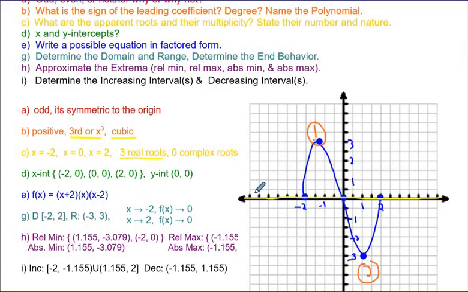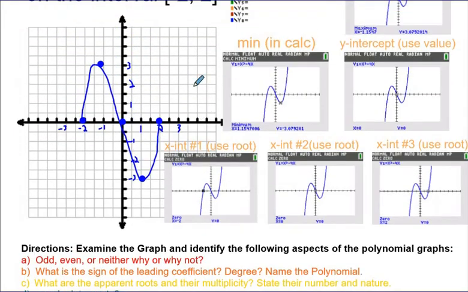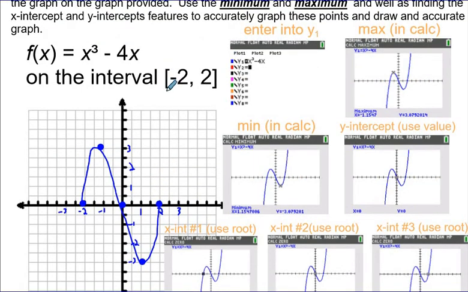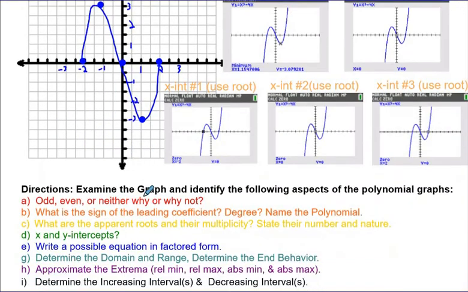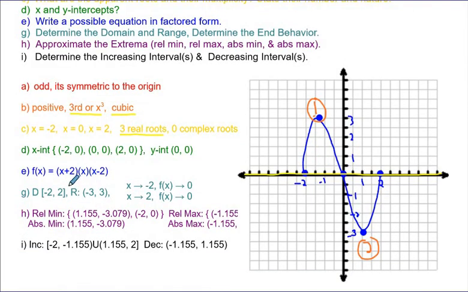The domain goes from -2 to 2, with solid dots, which come from the fact that it gave me a bracket. Be careful: if one of these was a parenthesis, it would go right into here as well.